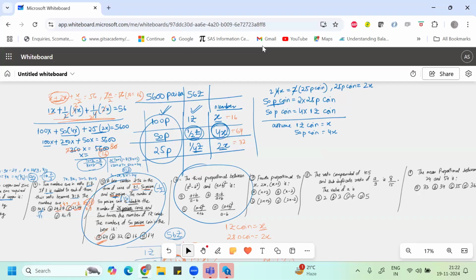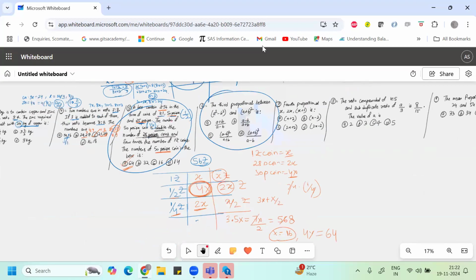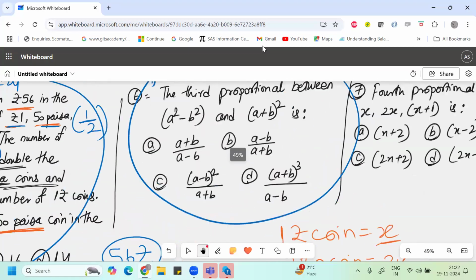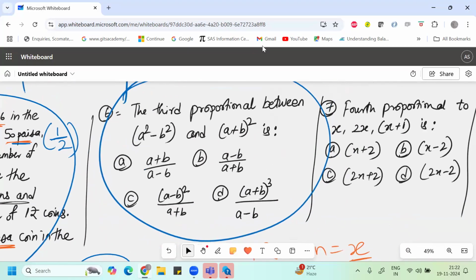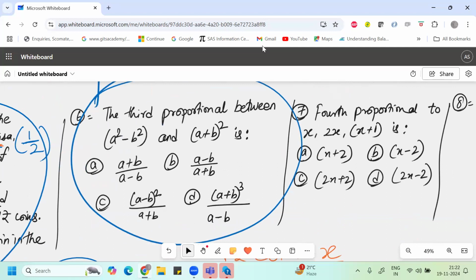Clear everyone? Can we go and do the next question? So try the next question, question number 6. Those who get question number 6 can try question number 7.